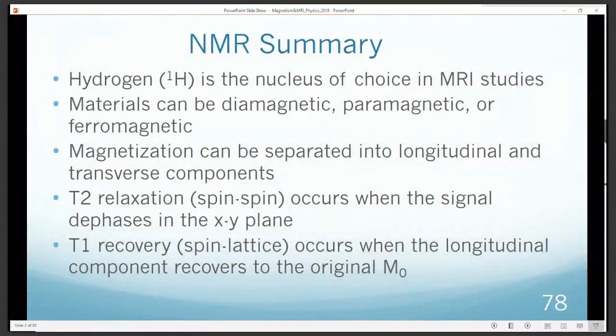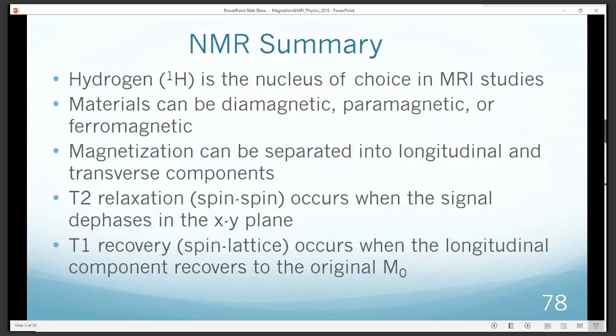So to summarize, hydrogen is the nucleus of choice for MRI studies. Most typically, we try to image the hydrogen in the water molecule. But materials in general and tissues in specific have magnetic properties that will cause the applied magnetic field to shift inside of them. Most tissues are diamagnetic, which means that the magnetic field strength inside the tissues is slightly less than the applied magnetic field strength. Other substances, such as contrast agents, can be paramagnetic, where the magnetic field strength increases above the applied magnetic field.